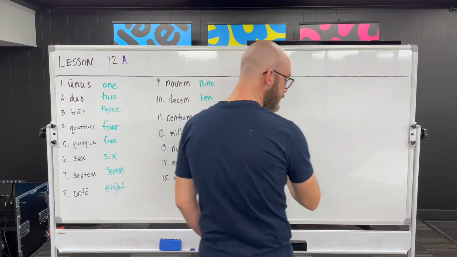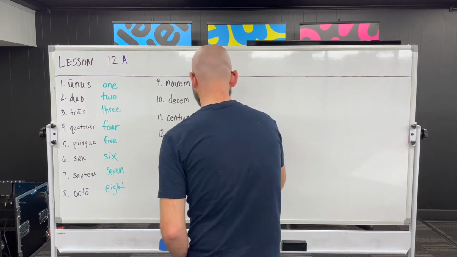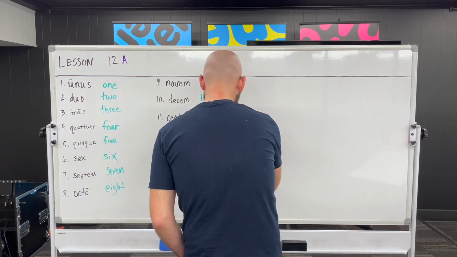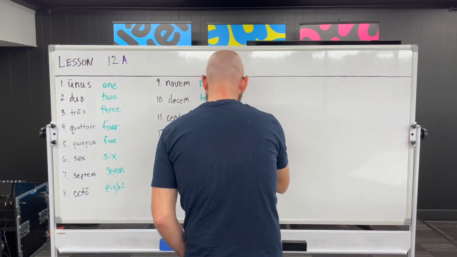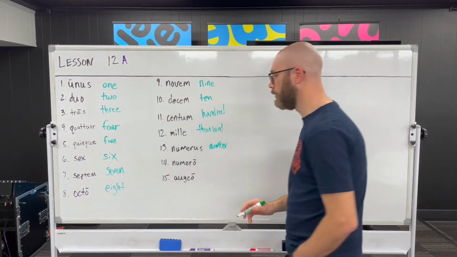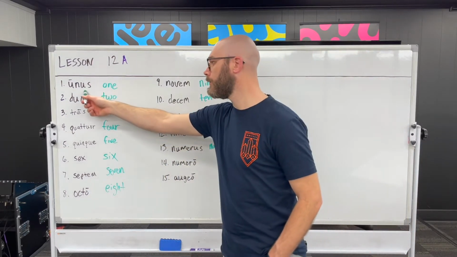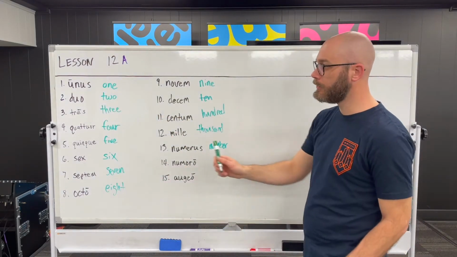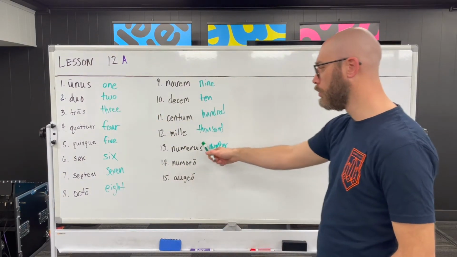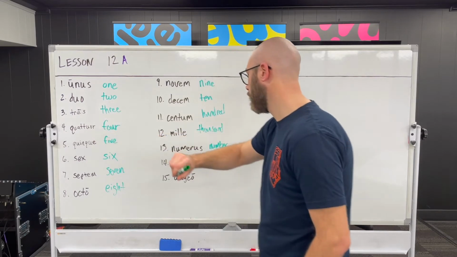Last, number 13, well, not last, we have a couple more after that. Number 13 is the Latin word for number. It means number. So you could say numerus unus, number 1. Numerus duo, number 2. Numerus tres, number 3, and so on.